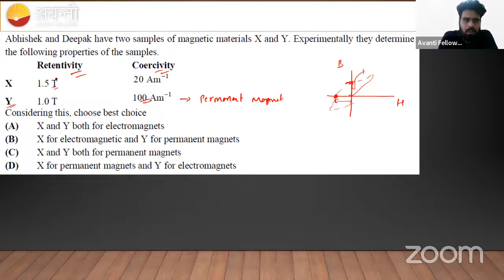So if the retentivity is greater, it tends toward an electromagnet. So X is nothing but an electromagnet. And if coercivity is more, that is a permanent magnet. So X is for electromagnet, Y is for permanent magnet.